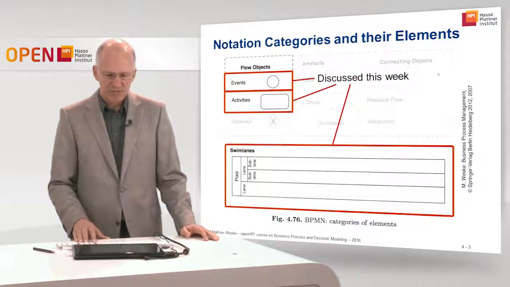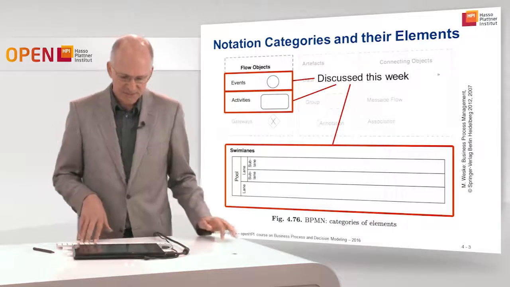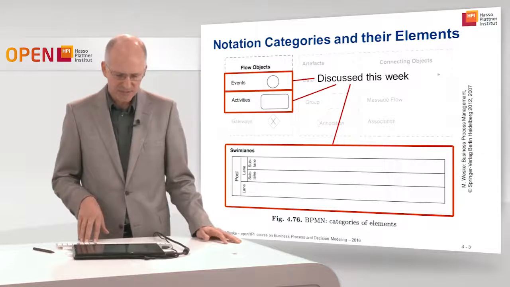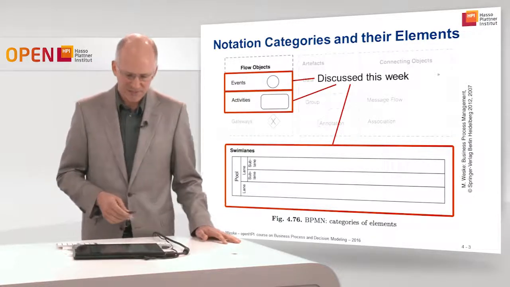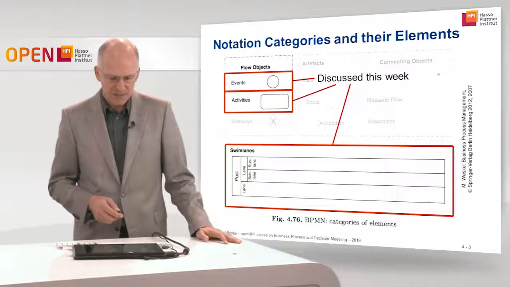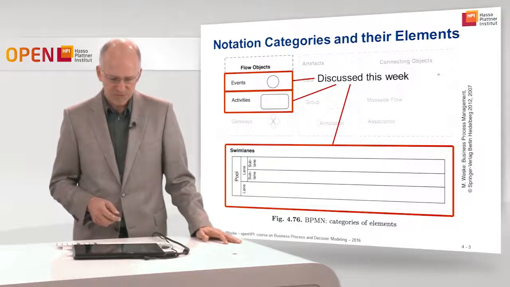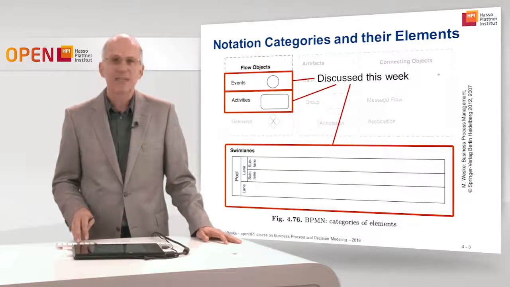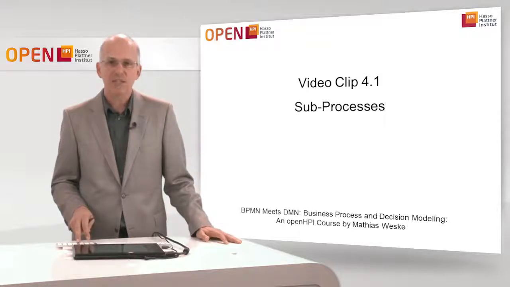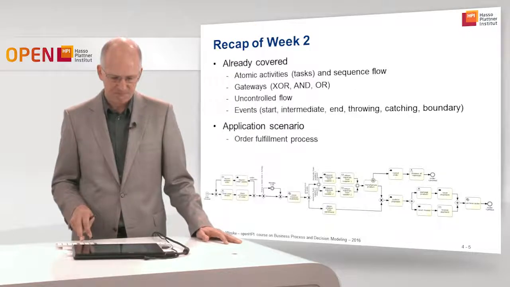Regarding the notation categories and their elements, this week we take a look at activities, specific kinds of activities, complex activities as we learn. We take a look at events, and also regarding the organizational aspects, we take a look at pools and lanes, so pools and swim lanes in BPMN. But let's start with sub-processes.